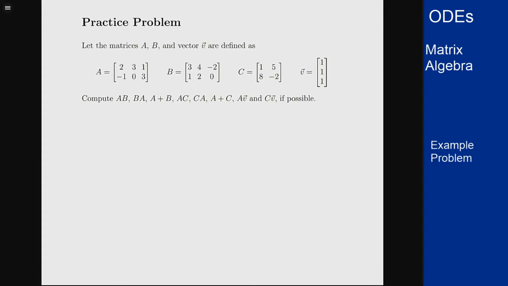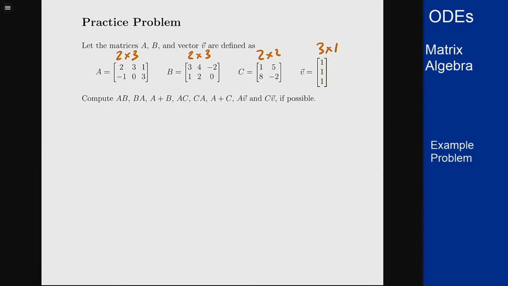In this example, we want to take several matrices and compute some products or sums, if they exist. So we can start by looking at the dimensions of these different matrices. We see that A is 2 rows and 3 columns. B is also 2 rows and 3 columns. C is a 2 by 2 matrix. And V is a 3-row and 1-column vector.